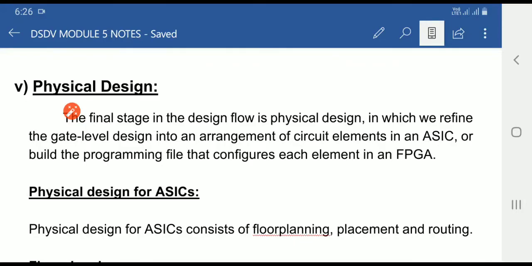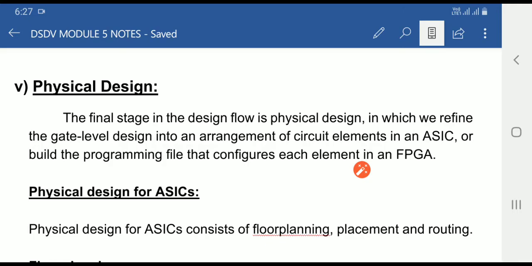The next stage in the design flow is physical design, in which we refine the gate level design into an arrangement of circuit elements in an ASIC. In synthesis, we discussed that the functional design is converted into a gate level design. Now in physical design, we are converting the gate level design into a final end product, nothing but an ASIC, which is an application specific integrated circuit.